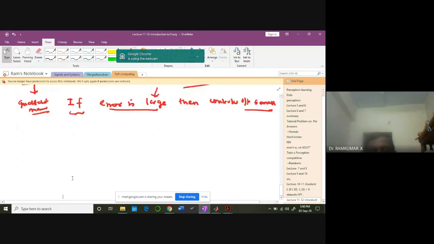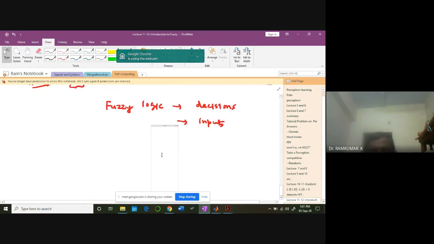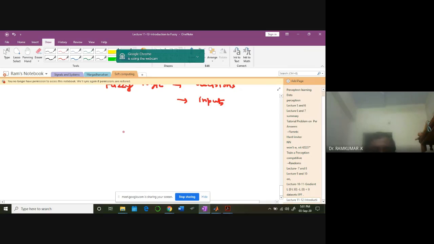With any fuzzy logic, we'll take up some examples and see, then you get more clarity. But right now, get a feel of this. All fuzzy logic technologies are basically going to take some decisions based on some inputs. Then you have an input and output, a fuzzy inference system, they call it fuzzy inference.